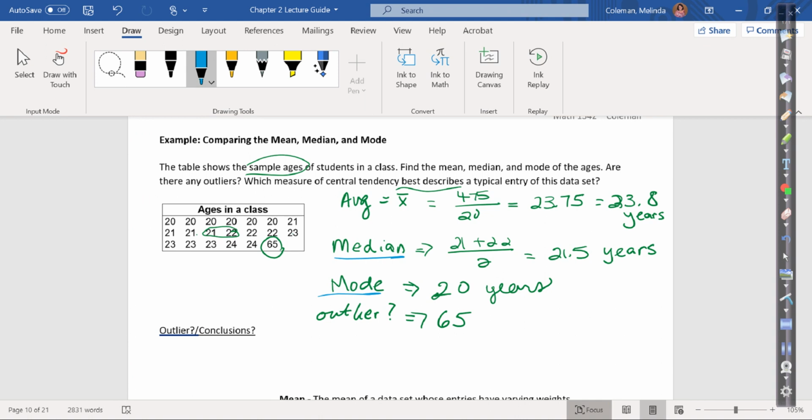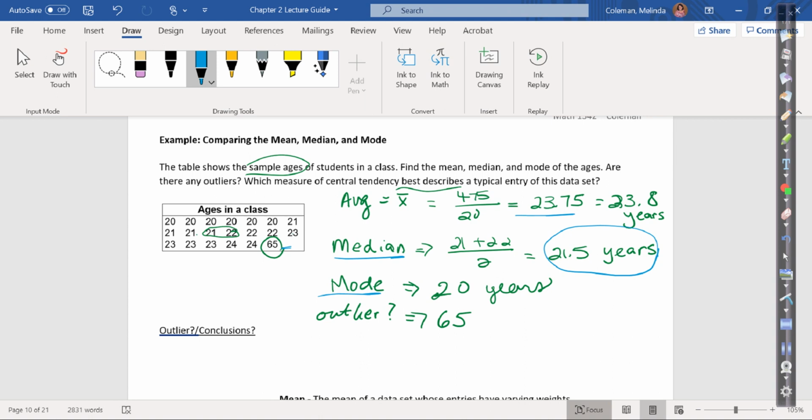The average does include the 65. So it's possible that the average is influenced by the 65. So, which measure of central tendency best describes it? Well, what might be best is actually the median. That one might give us the most helpful information.